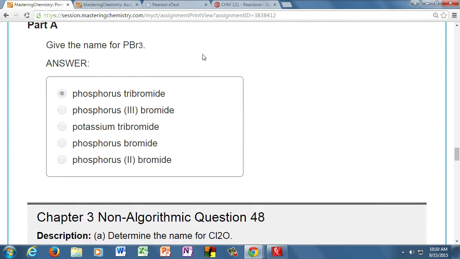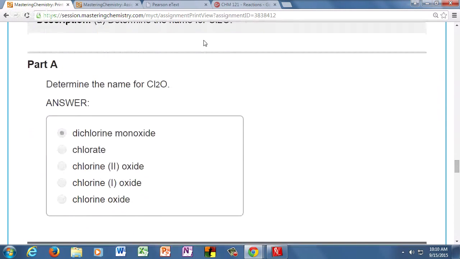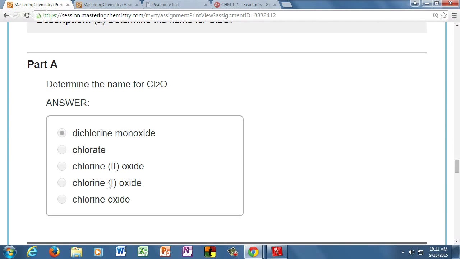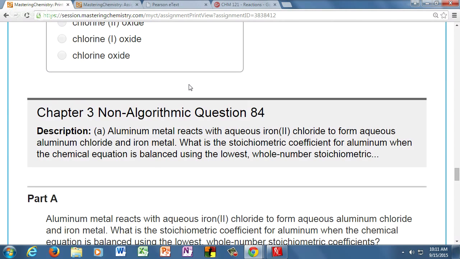PBr3 should be phosphorus tribromide, all nonmetals, so that's a covalent compound. And ClO2 is dichlorine monoxide, again, not an ionic compound, so we don't use these kinds of names. We use that kind of name.